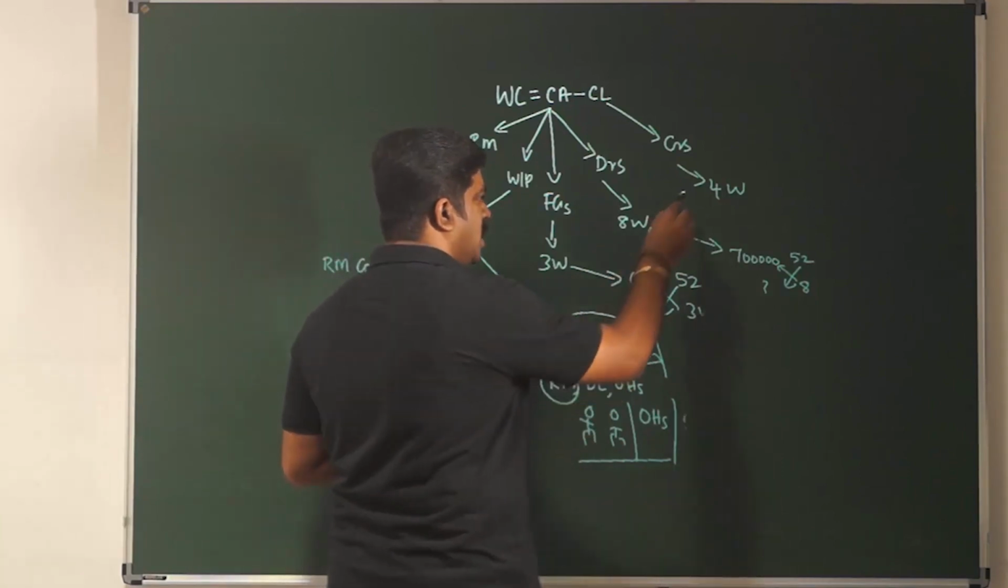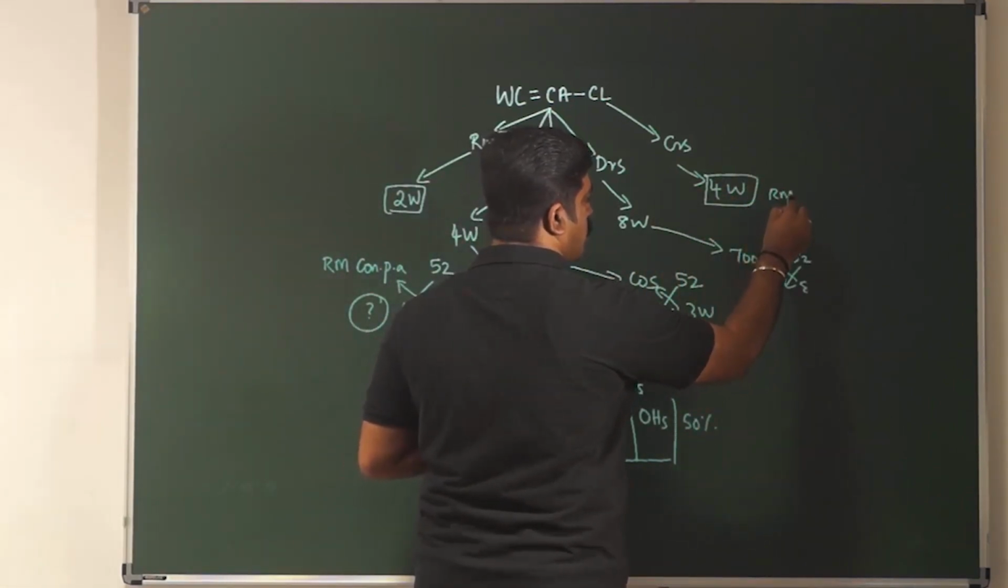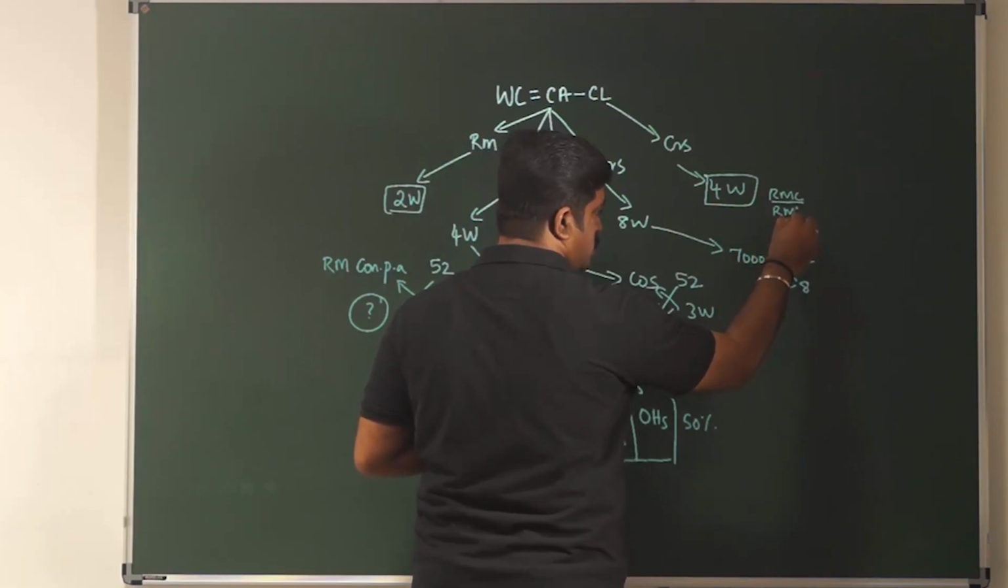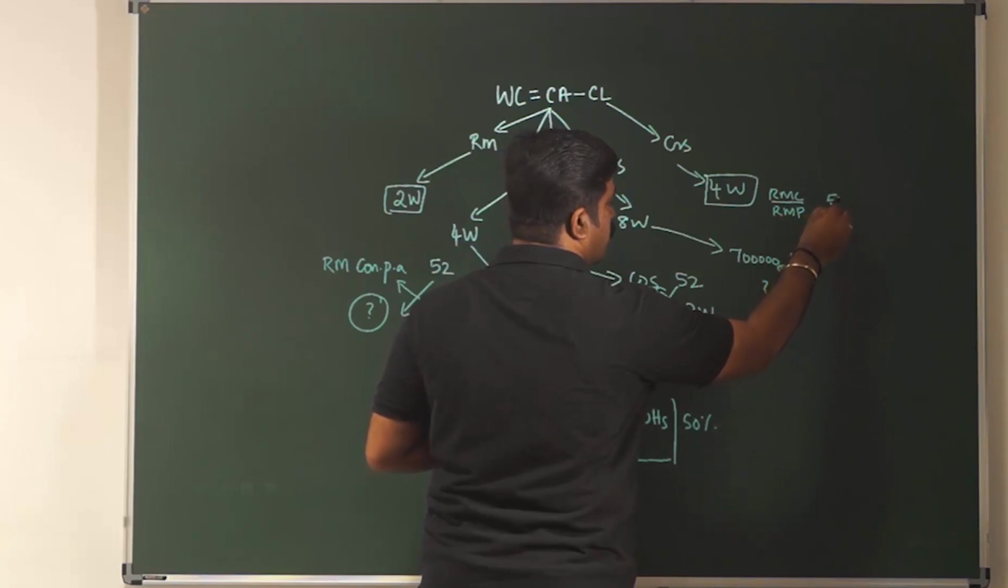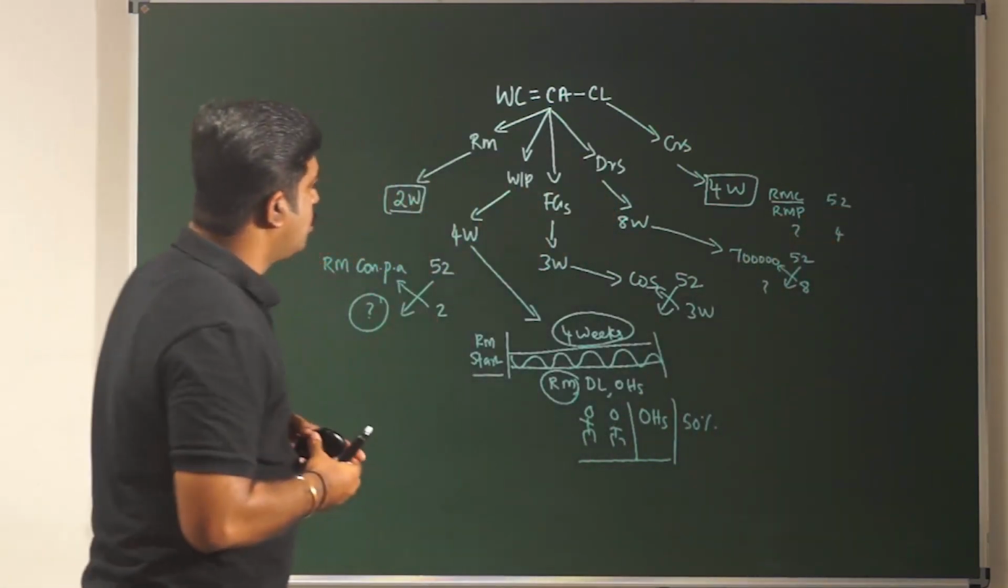Then creditors, I am linking it with the raw material consumed per annum. So if I know what is the raw material consumed per annum, assuming it equal to raw material purchase, if that is for 52 weeks, find out what is for 4 weeks. So automatically you get to know what is your creditors.